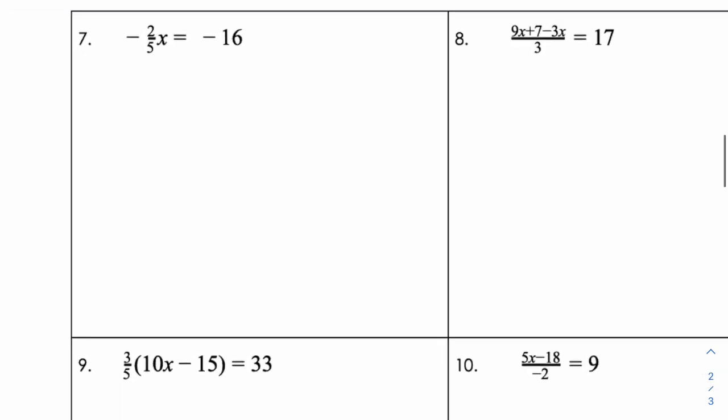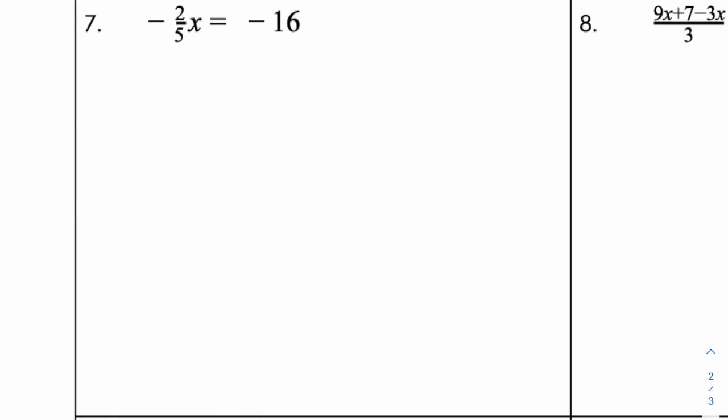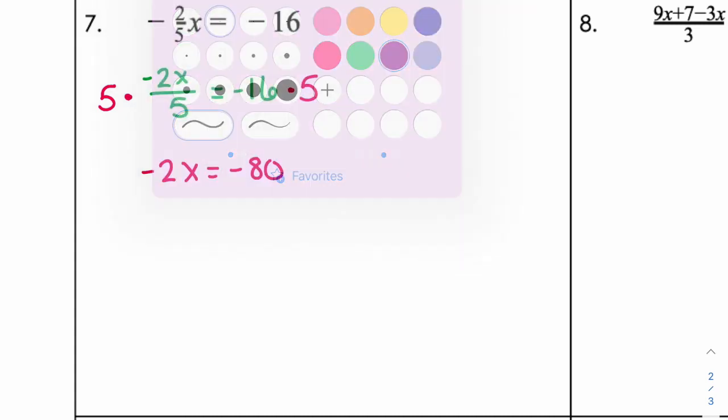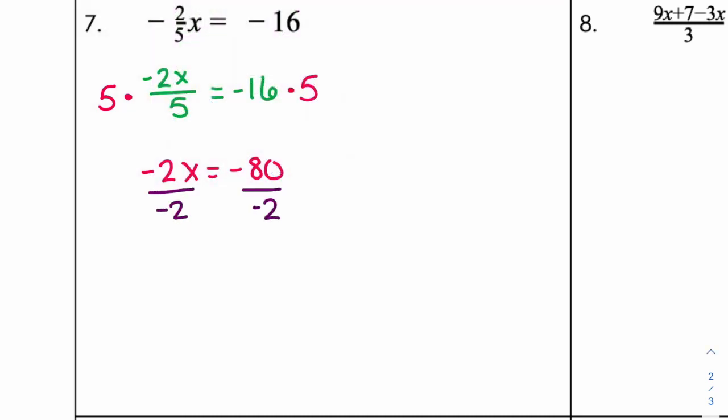Couple more. These ones look a little bit different. So here I have -2/5 x equals -16. There's a few ways to do this. You can rewrite this as -2x over 5 equals -16. And then since it's divide by 5, I can multiply by 5 on both sides to get -2x equals, then use a calculator here, -80. And then divide both sides by -2. X equals 40.